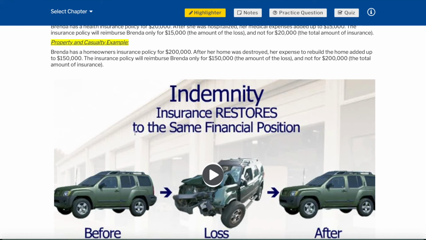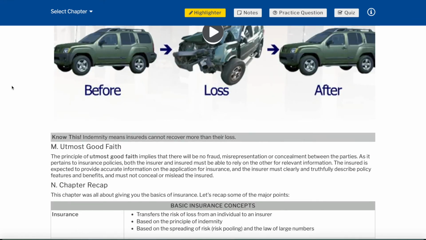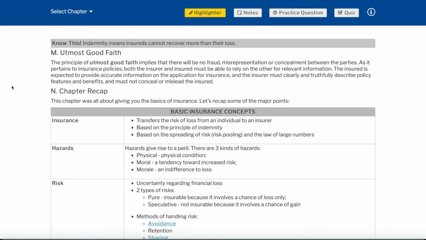Property and casualty example. Brenda has a homeowner's insurance policy for $200,000. After her home was destroyed, her expense to rebuild the home added up to $150,000. The insurance policy will reimburse Brenda only for $150,000, the amount of the loss, and not for $200,000, the total amount of insurance. Know this. Indemnity means insureds cannot recover more than their loss.